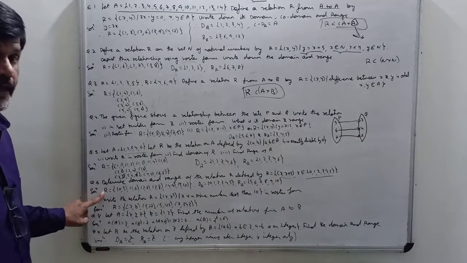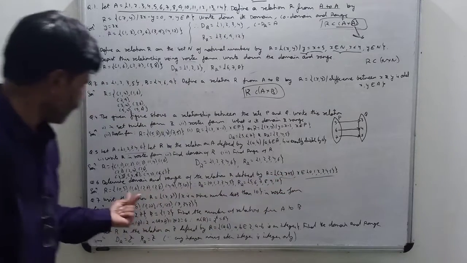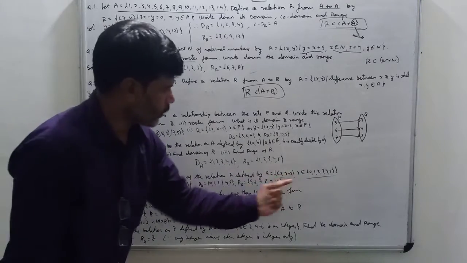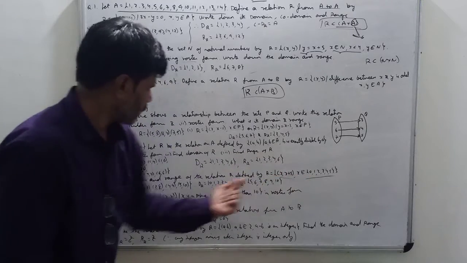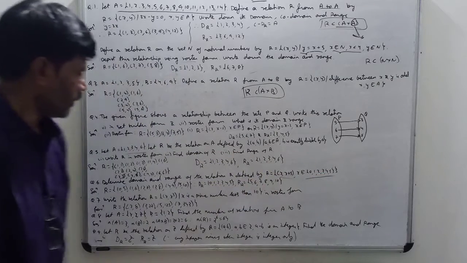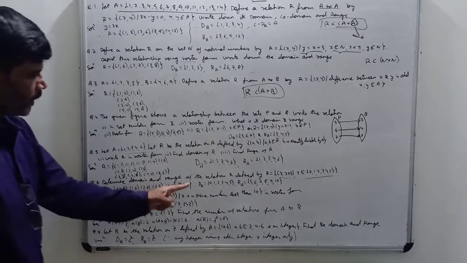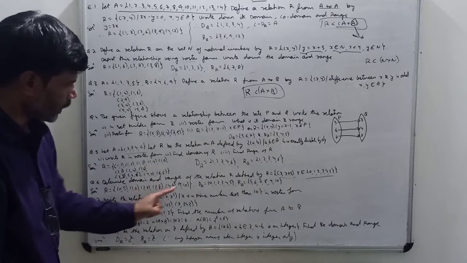First of all, I'll write down the elements of R. R is equal to: when x is 0, 0 plus 5, 5, so (0,5). When x is 1, 1 plus 5, 6. When x is 2, 2 plus 5, 7. When x is 3, 8. When x is 4, 9. When x is 5, 10. Okay, so these are the elements of R. And the domain we already discussed: 0, 1, 2, 3, 4, 5. And range means 5, 6, 7, 8, 9, 10.